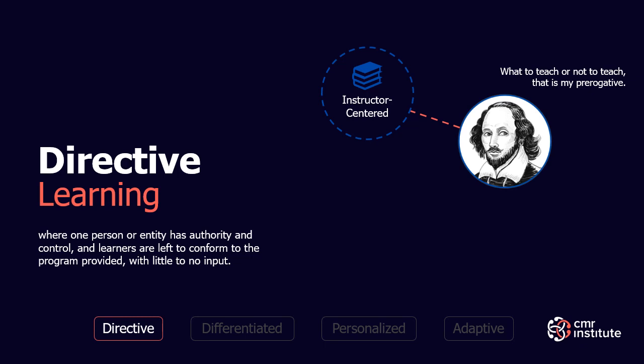And this entire framework is largely applied to the entire classroom with no real consideration for individual learner needs, backgrounds, or preferences. In many ways, directive learning can be seen as an industrial age practice where one person or entity has authority and control, and learners are left to conform to the program provided with little to no input. Now, I'm not here to diminish directive learning. It does have its place, but I present it first as to juxtapose with the more flexible and personalized learning strategies that we'll talk about next.